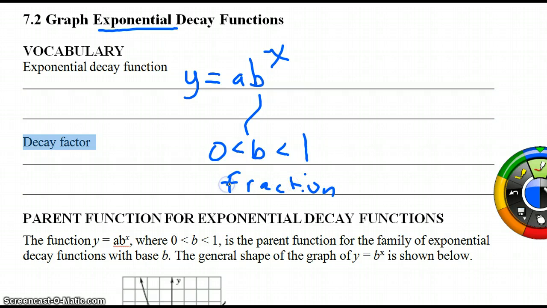So remember from yesterday that a is the amount that we start with, and b will be what we call the decay factor, and it will be a fraction instead of a whole number. So we'll take a look at our first graphing problem and see some similarities and differences from growth.